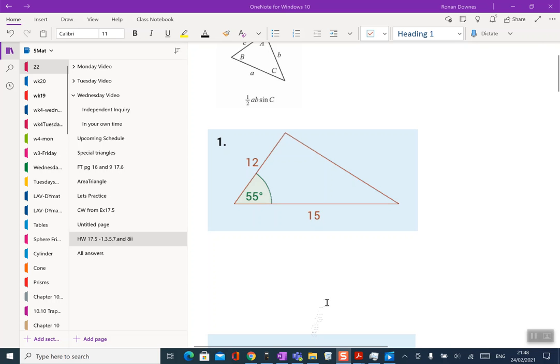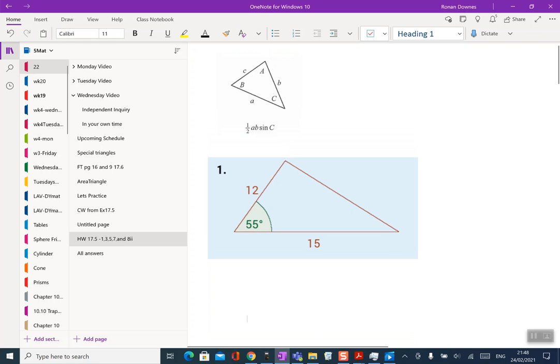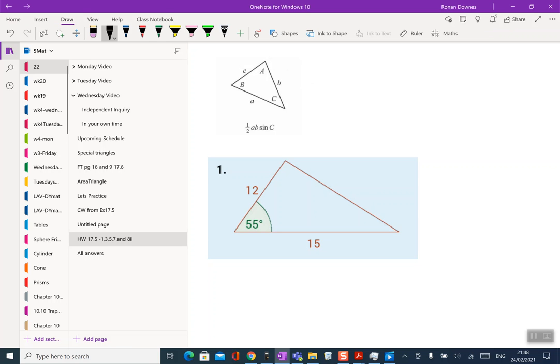Okay, so welcome back. So we're looking at Wednesday night's homework of week 22, and this is using the area of a triangle. There was some confusion today, because sometimes they use capital letter A for the included angle. That was a terrible misfortune, but typically we can use capital A for area.